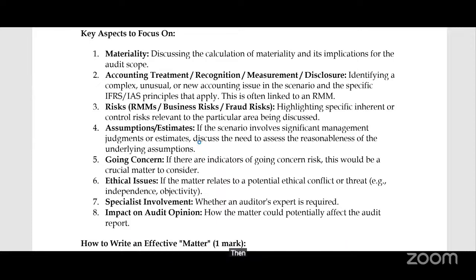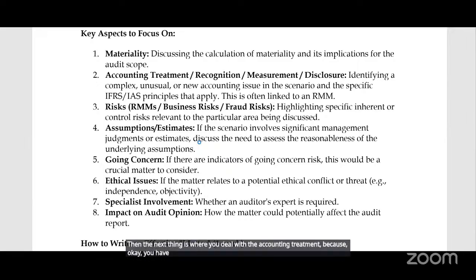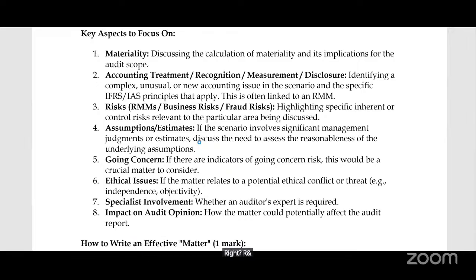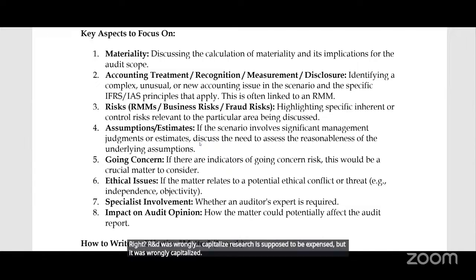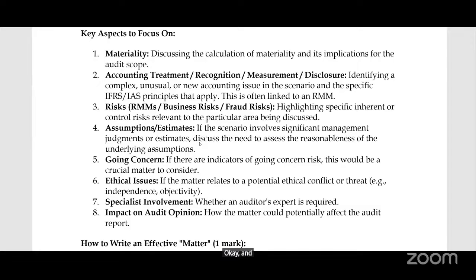Then the next thing is where you deal with the accounting treatment, because you have seen that R&D was wrongly capitalized. Research is supposed to be expensed, but it was wrongly capitalized, and it didn't meet the development criteria. Okay, first find the figure.